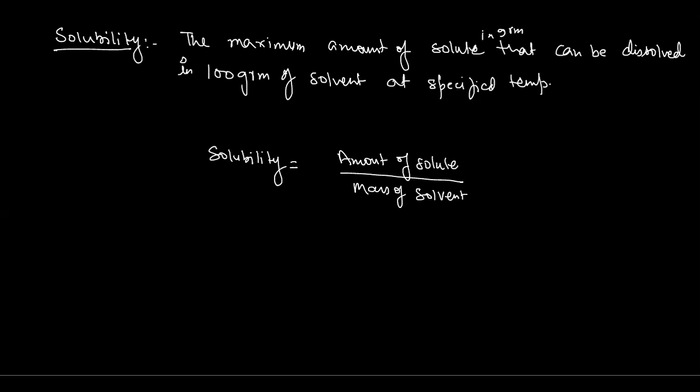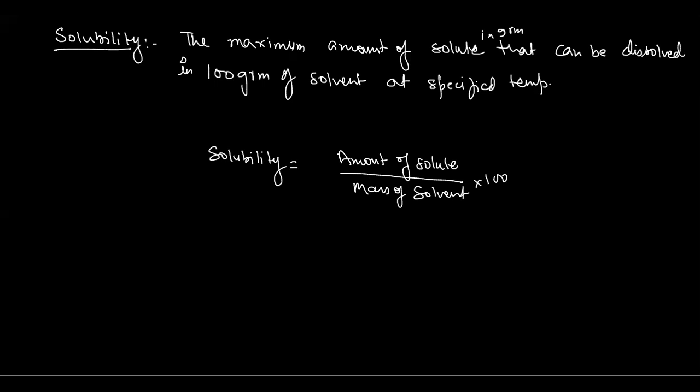and you need to keep in mind that mass of solvent should be per 100 grams. For example, if the solvent is 500 gram, you need to keep in mind that the mass of solvent is 100 gram. It should be 100 gram. Per 100 grams means it should be divided by 100, so this 100 goes into multiplication. You can simply write mass of solvent into 100. This is not the percentage.